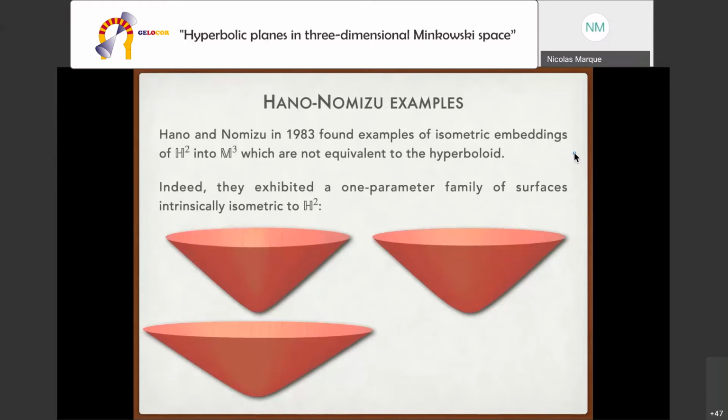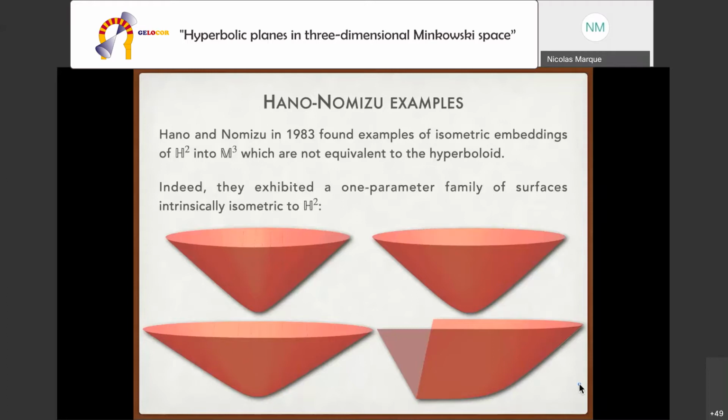These are pictured in a very symmetric way, but there are also limits of these surfaces like this. Imagine that you let these surfaces become fatter and fatter, but at the same time we translate a lot. Then in the limit we get another surface of constant curvature -1. I'll come back to these examples of Hano and Nomizu later on to explain how they are constructed.